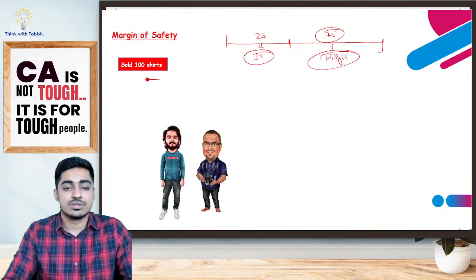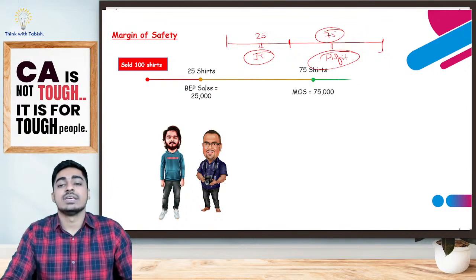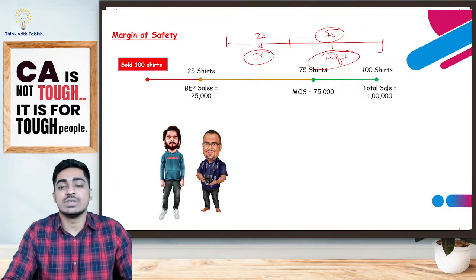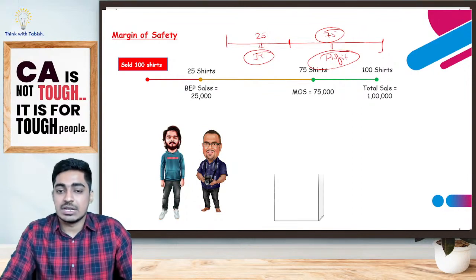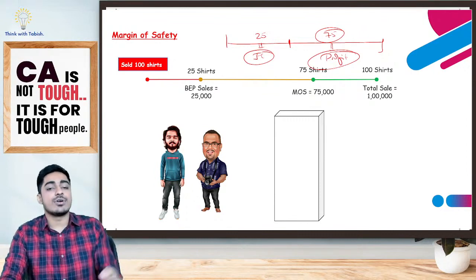Look at this. First 25 shirts we sold, we made a sale of 25,000. Extra 75 shirts we sold. Yes, our margin of safety is 75,000. In total, in a period we have sold 100 shirts, our total sale value is 1 lakh. Now, what is happening? Contribution. Every shirt we are selling, we are getting contribution.